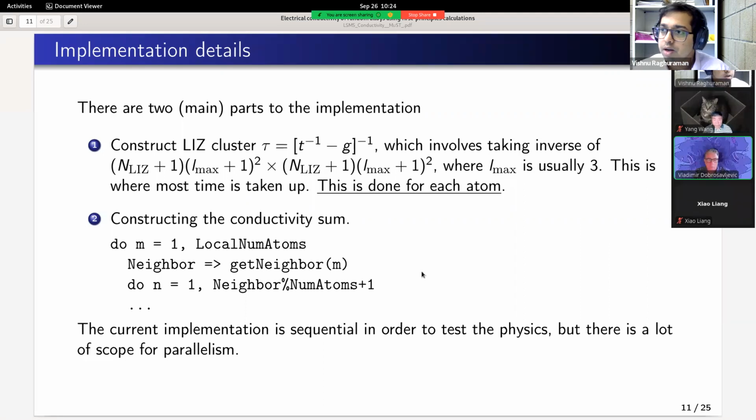Both of these things are parallelizable. You have a loop over all the atoms that can be dealt with either MPI or OpenMP, and then your inverse can be offloaded to a GPU. That implementation is what we're working on. Currently, all the results I'll show have been done sequentially using just one processor, because we wanted to ensure the approach works and we're getting something physical. Now we're working on how we can scale this up.